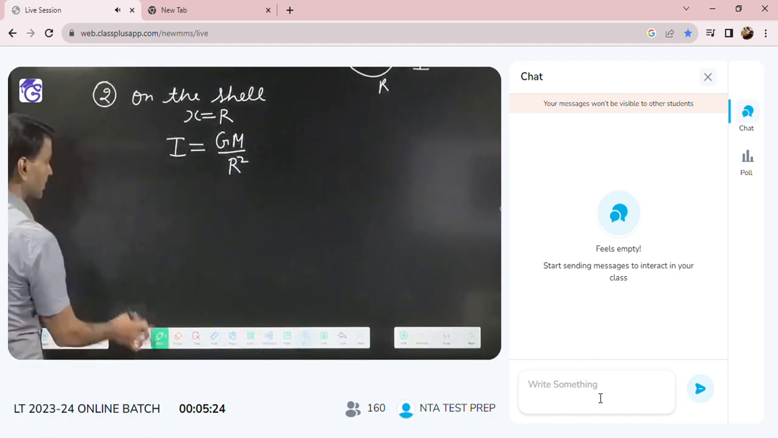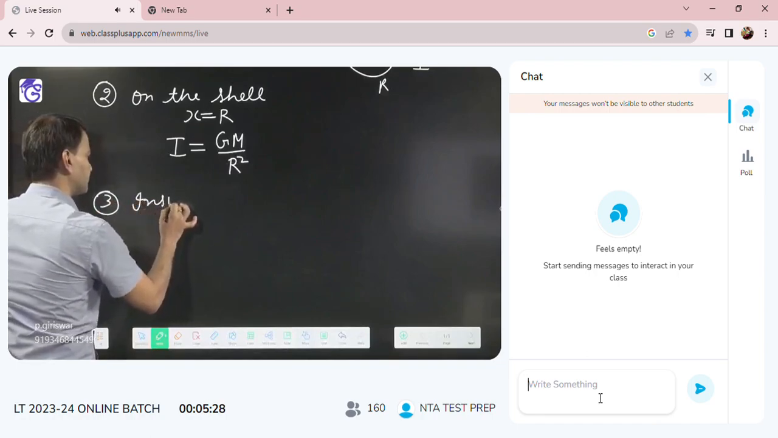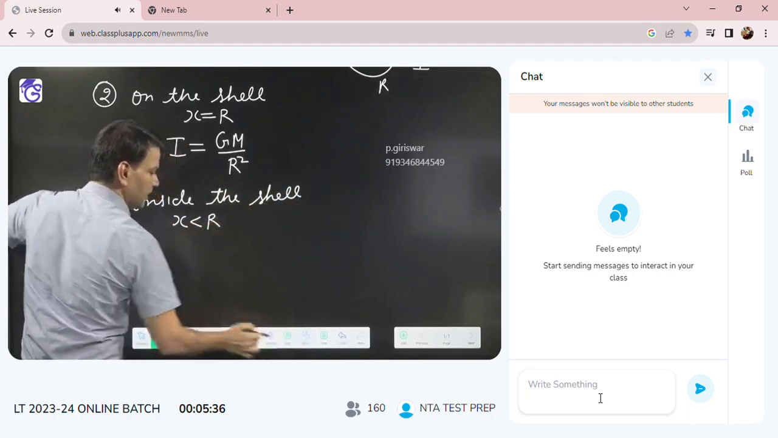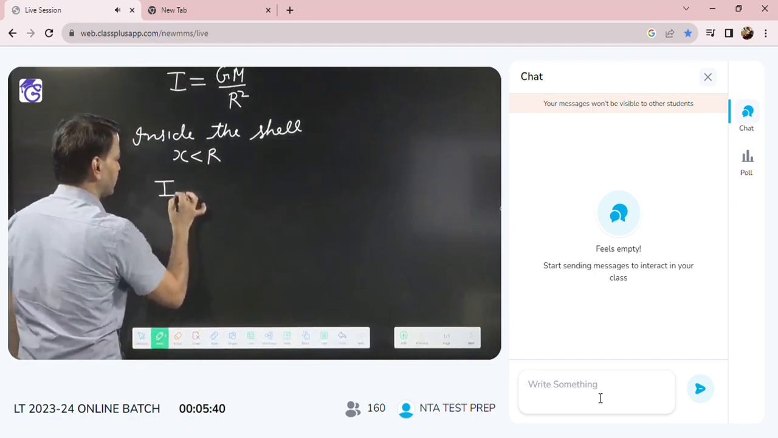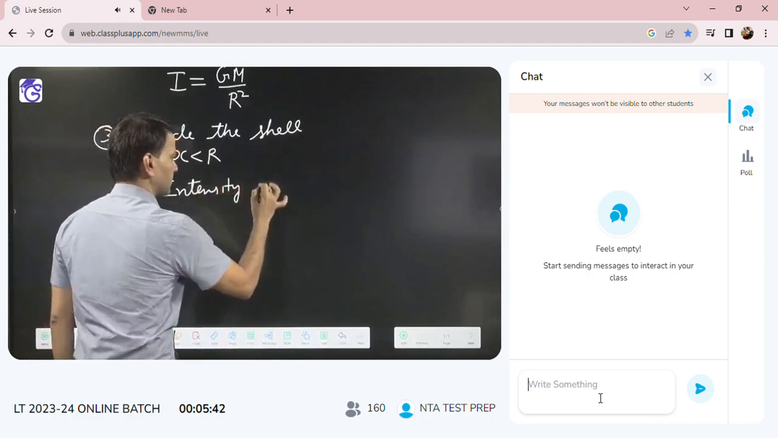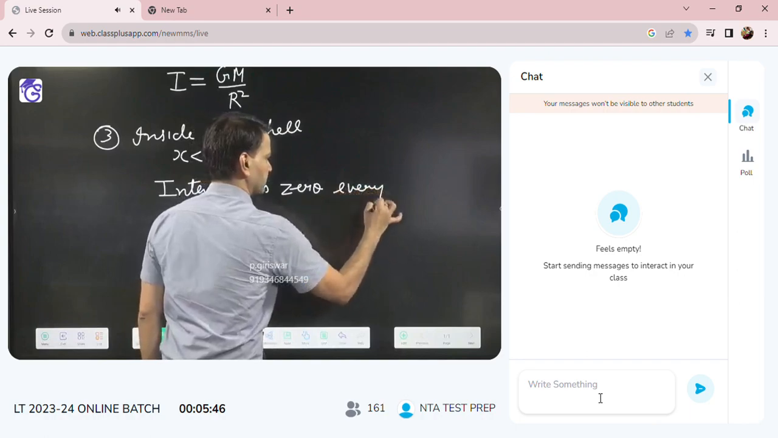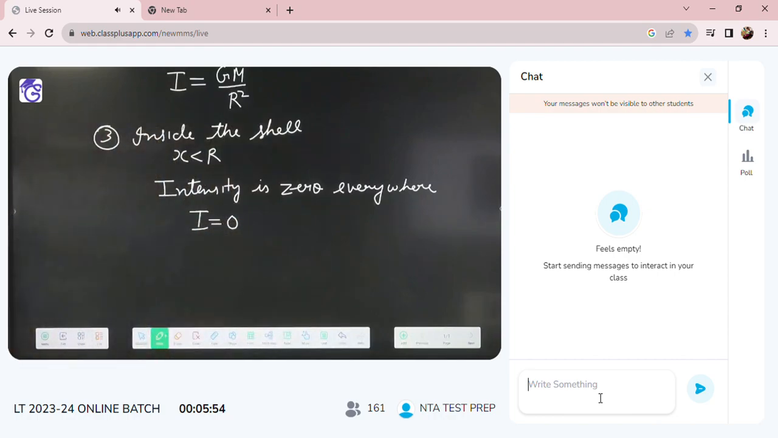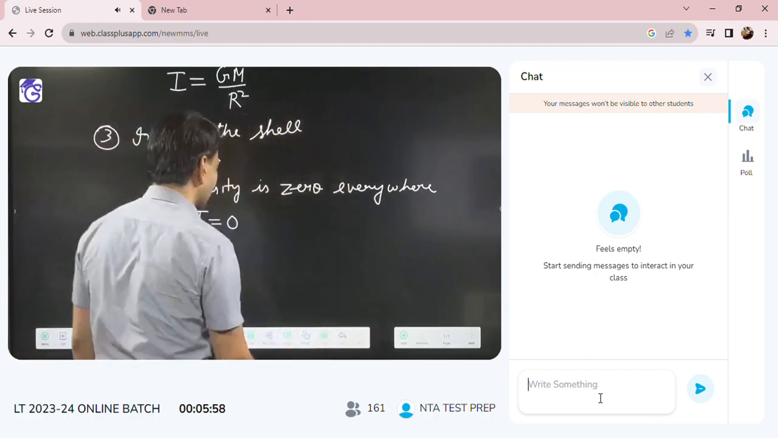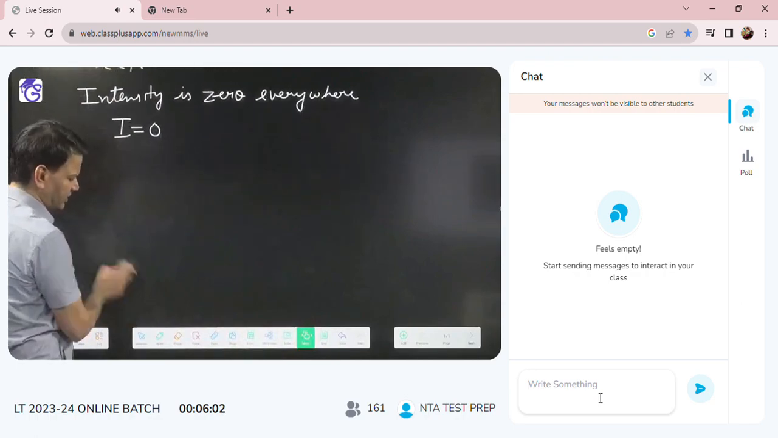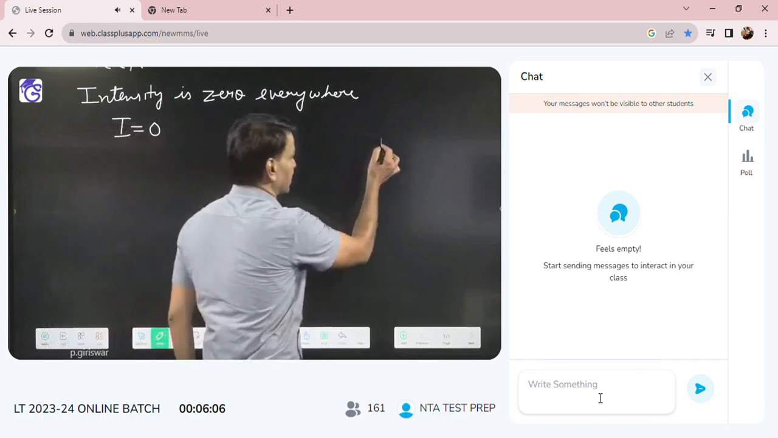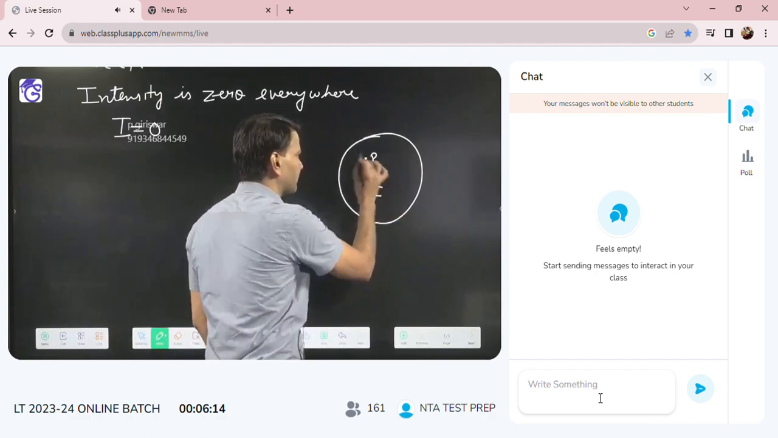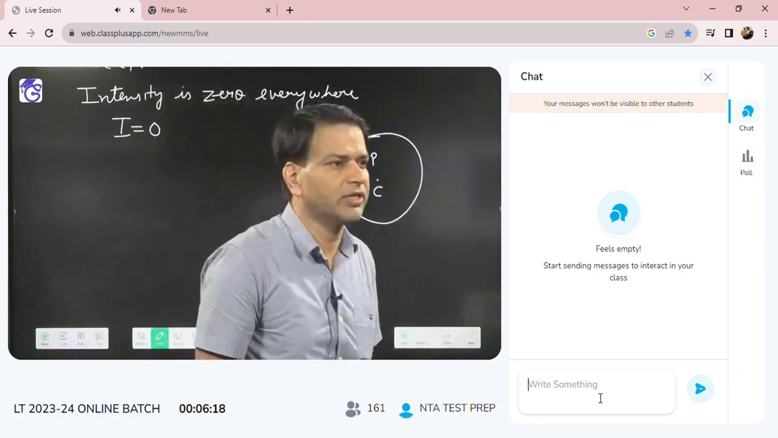Now inside the shell. Inside the shell means x is less than r. Then intensity will be zero everywhere. This result we got either by the Gauss law or by integration. Simple way you can understand. Suppose this is the shell, and this is the center of the shell. I want to find the intensity at any point P that is inside the shell. We have got the result by using integration or the Gauss law.